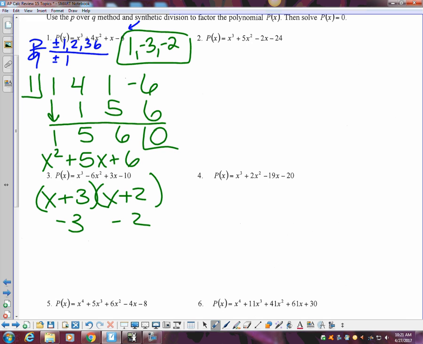P's and Q's? I always want to say peas and carrots. Okay, so plus or minus. Ooh, 24. 8 and 12 and 24. Good gracious. Okay, that's a lot to put on the shelf. Thank goodness we have a what? A calculator. Okay, go graph him.